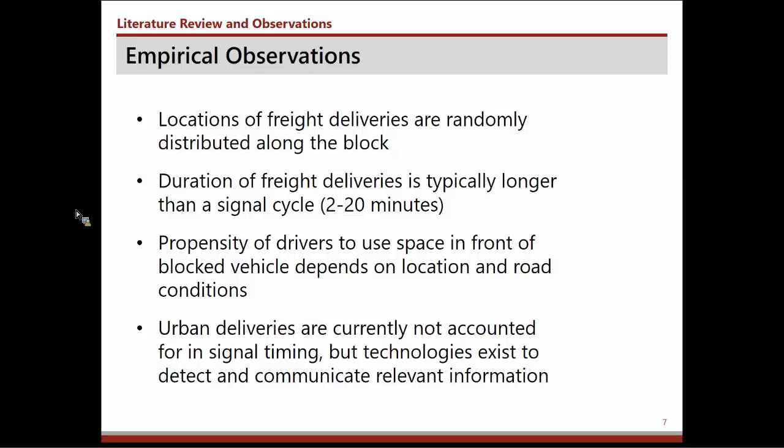So some of our empirical observations, because there's been a lot more attention paid to blockages associated with bus stops, for example, is that freight deliveries are a little bit different from other types of blockages that are associated with bus stops or parallel parked vehicles. And that's that the locations of the freight deliveries are randomly distributed along the block. Typically, trucks will pull up right in front of the address they're trying to deliver to. So it could be right up by the intersection, or it could be somewhere mid-block. It's a random variable.